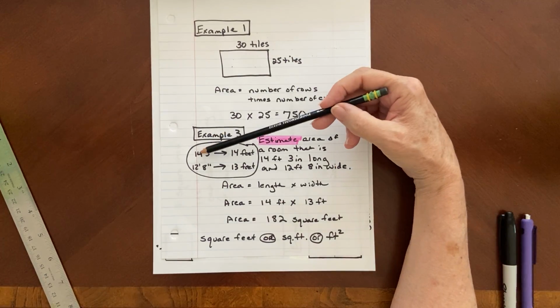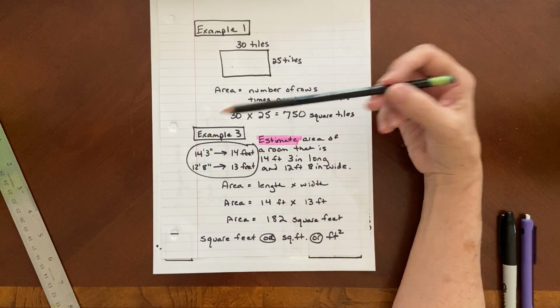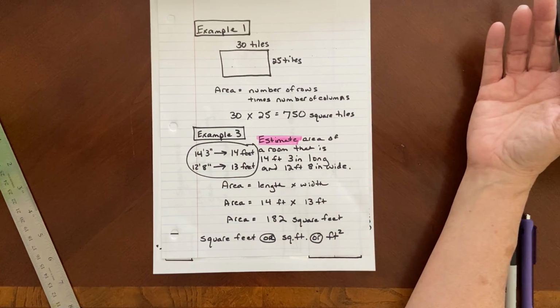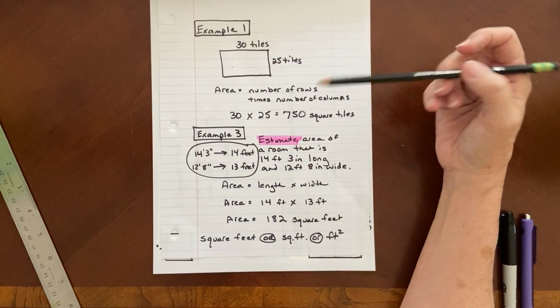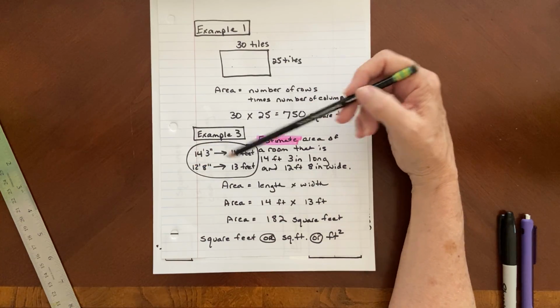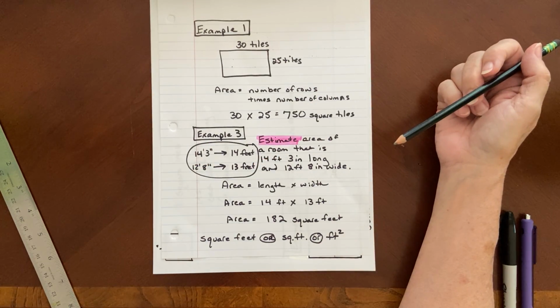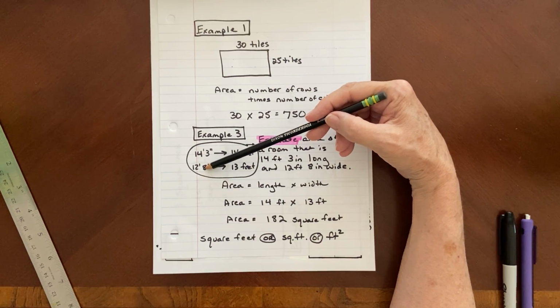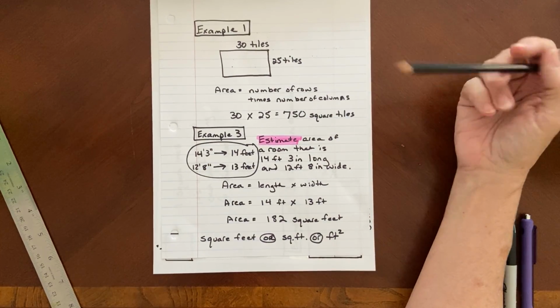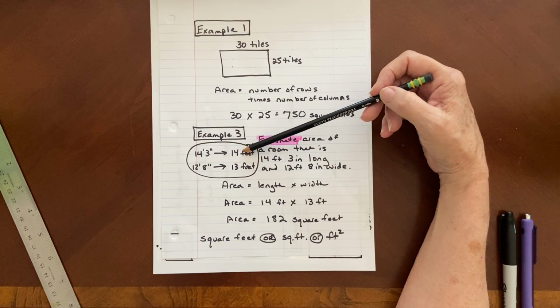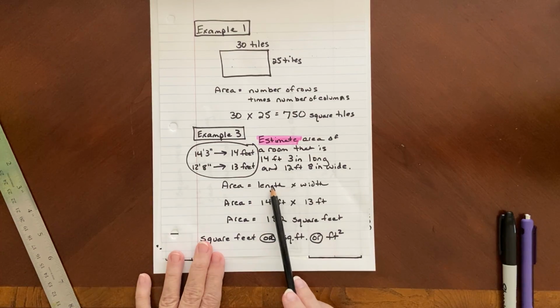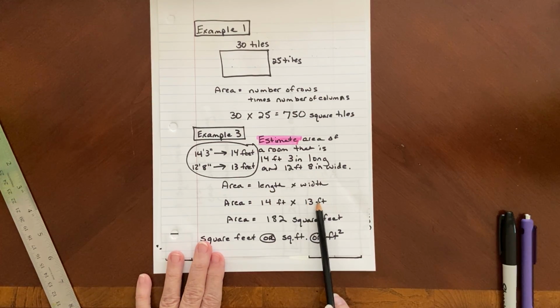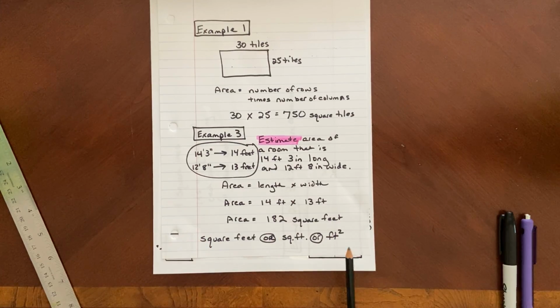So I'm going to take 14 feet 3 inches. I'm going to say, is that closer to 14 feet or 15 feet? Well, 14 feet, because 6 inches would be half in the middle, right? And 12 feet 8 inches is closer to 13 feet, right? Because 6 is the middle, so 8 is bigger than the middle. So I'm going to round that to 14, round that to 13, and I know the area is the length times the width, so 14 times 13, and I get 182, and my units are square feet.